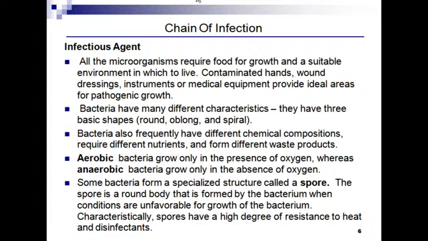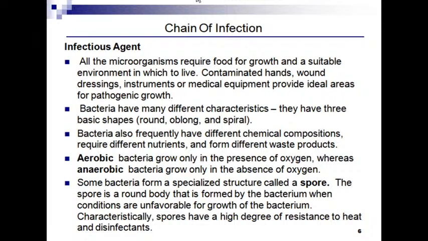Bacteria also frequently have different chemical compositions, require different nutrients and form different waste products. That is why we can differentiate various types of infections: various sorts of bacteria produce various toxins proper only for them, and produce different types of inflammatory responses.